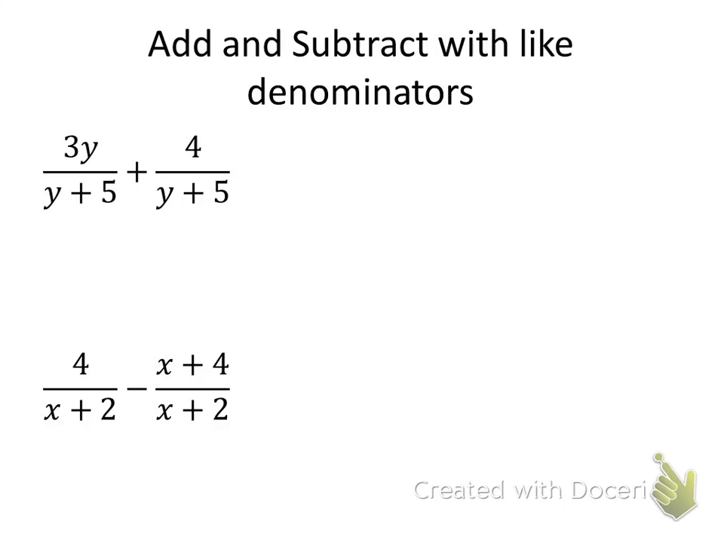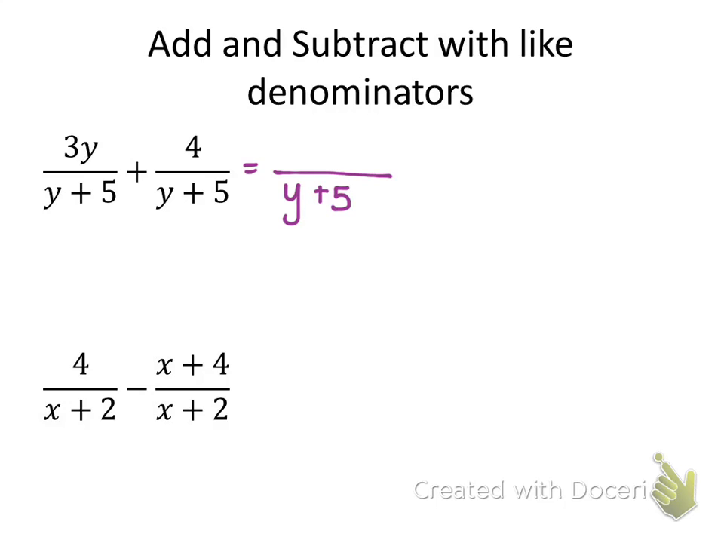So this first problem here, I have 3y over y plus 5 plus 4 over y plus 5. Well, they've already given me a common denominator, so I'm going to have y plus 5 as my denominator. Remember, you do not add those together and get 2y plus 10. Whatever your common denominator is, it stays as that denominator. Then I need to add my numerators. First of all, I look at 3y plus 4. Can I add those terms together? No, I cannot. The reason why is because they're not like terms.